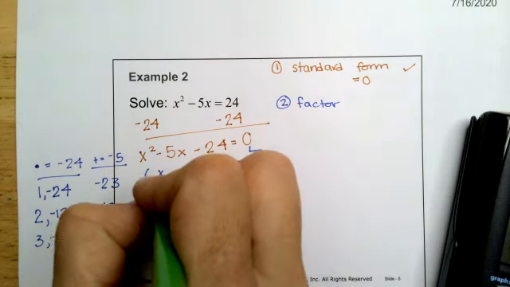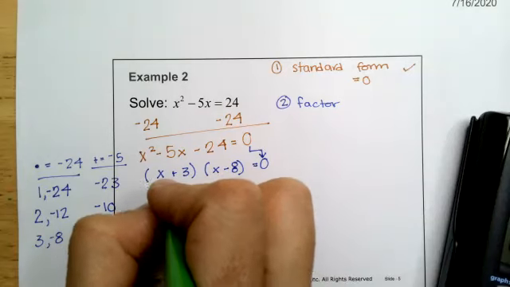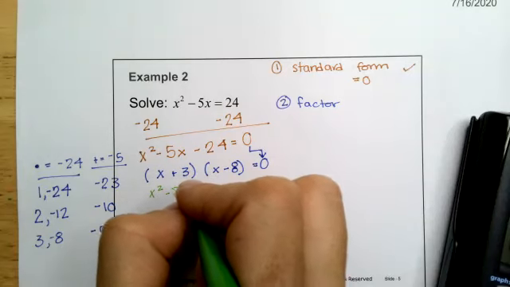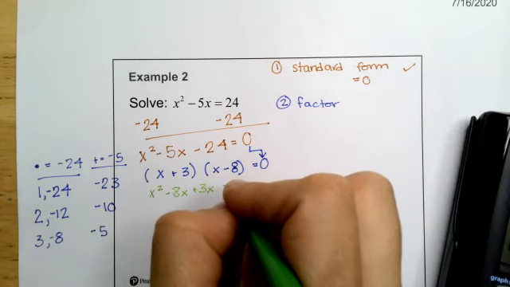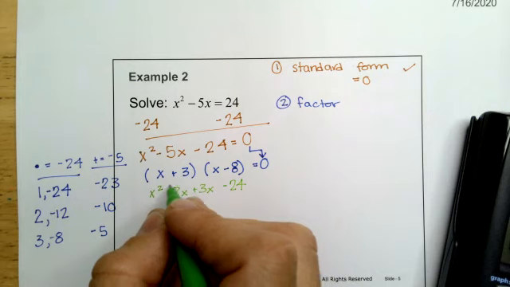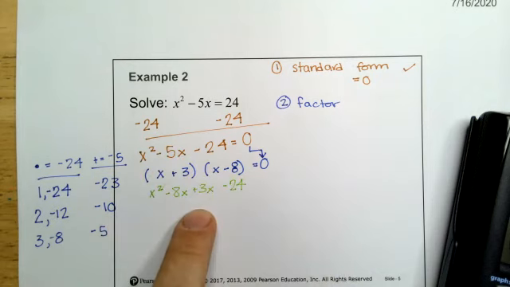X times x is x squared. X times negative 8 is negative 8x. 3 times x is positive 3x. Positive 3 times a negative 8 is a negative 24. These two become the negative 5. So you can refactor it just to check, but you know that these factors are good.